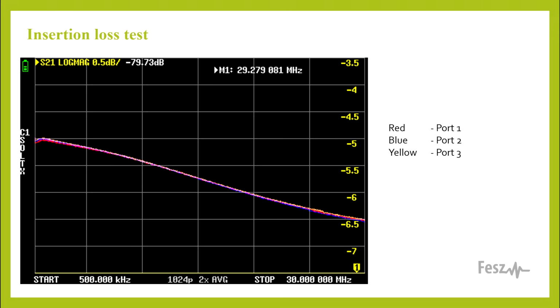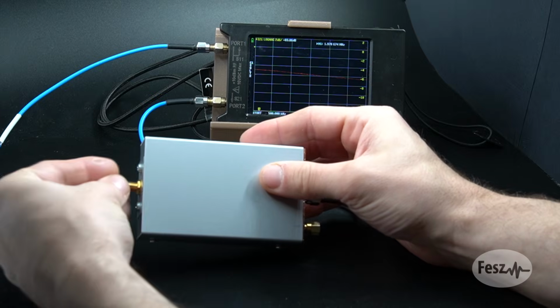But importantly, the unused ports were always terminated with 50 ohm terminations. Looking at the results, first we can see that even though I made 3 measurements, one on each port, they are almost identical. So any differences are very small. And regarding the actual values, well, it's lower than minus 4.8, so at 500 kHz, it's about minus 5 decibels, and then it increases to about minus 6.5 at 30 MHz, which is not perfect, but still a decent result.